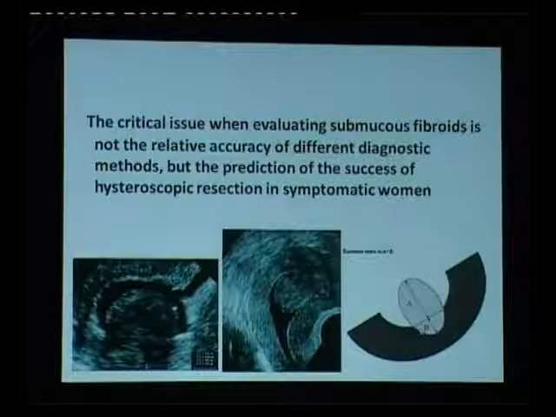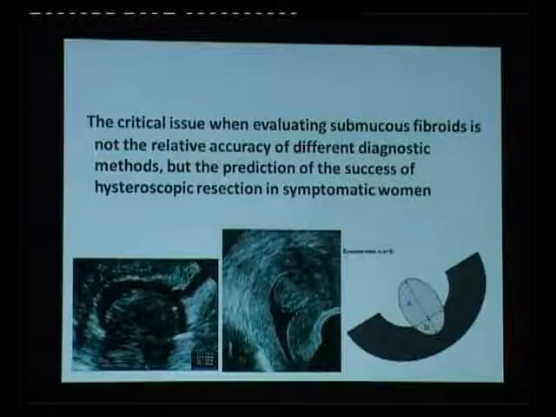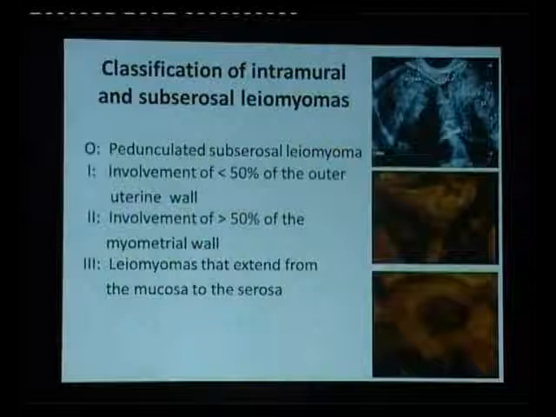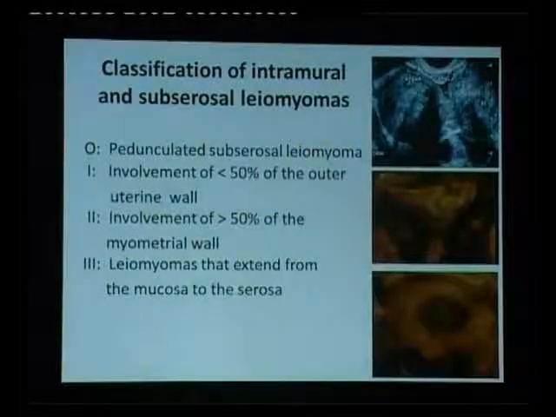Because many times when more than 50% of it is in the myometrium and there's a huge submucous fibroid, then maybe one-step surgery may be difficult. So those are the cases where this assessment really comes in handy. Now, how do we really classify intramural and subserosal myomas?